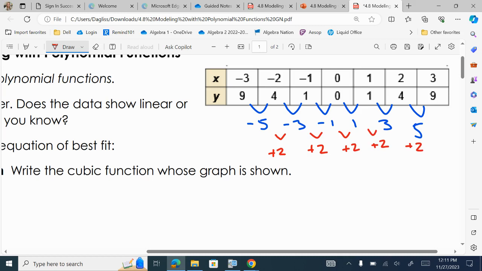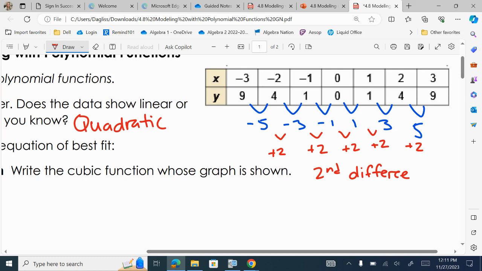Okay, so because of this, your second difference was the same. So does that make it a linear or a quadratic? A quadratic. Wait, I thought if it was the same, it was linear. Oh. If the first differences were the same, that'd be an x to the power of 1. That's a linear function. Your second differences match. That's x to the power of 2.